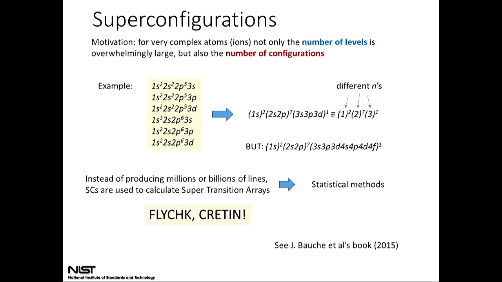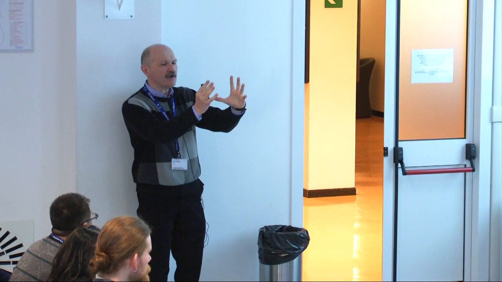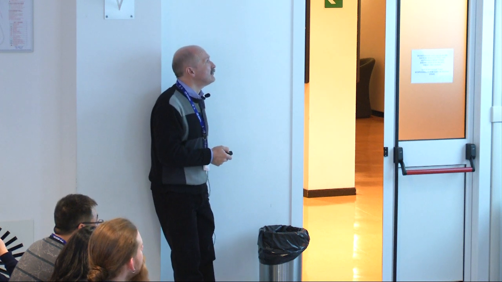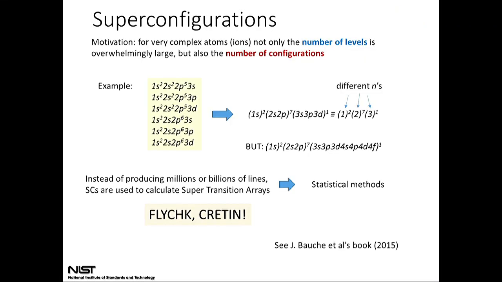Now, a few words about superconfigurations. We remember we started with a picture of average atom that becomes more and more detailed, and on the way, one of the options to build your collisional radiative model upon is to use superconfigurations. So we know what configurations are, 2p5 3s, 2p5 3p, and so on and so forth. Now, in multi-electron ions, especially in dense plasmas where you have to include many, many excitations that are important for the total population kinetics, the number of configurations, not even speaking about number of levels, becomes extremely high.